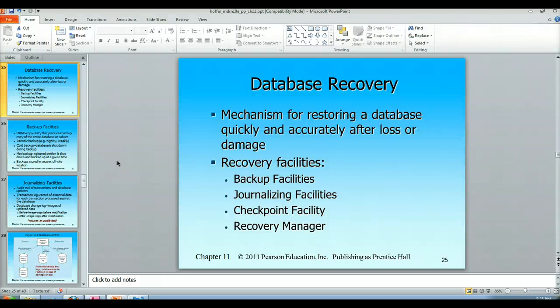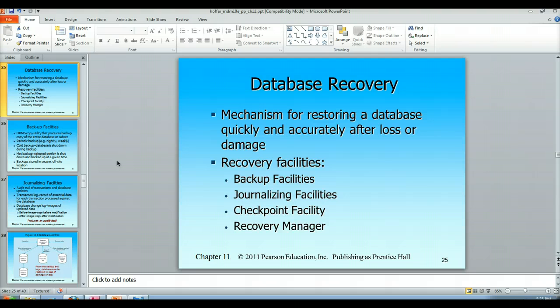Hello and welcome to the video lecture on database recovery. Again, a hugely important topic when it comes to database management systems. I'm going to say this again: you, on a personal level, should be backing up your data in some way, shape, or form, if not on a daily basis, then on a regular basis.